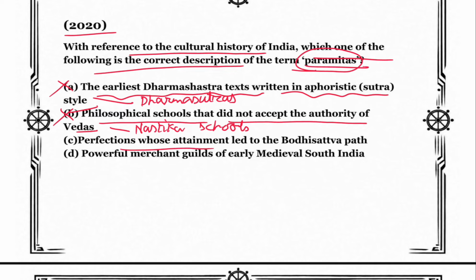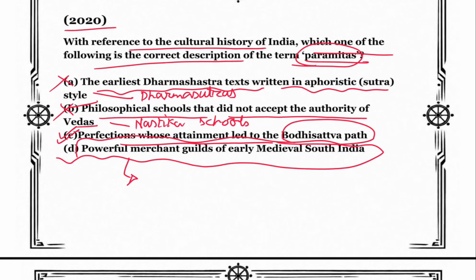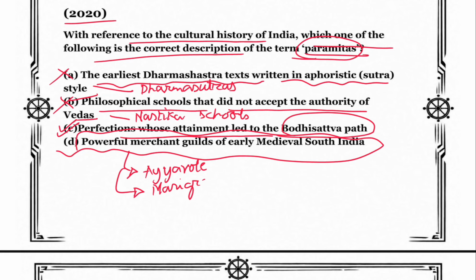Are Paramitas perfections whose attainment led to the Bodhisattva path? That is absolutely correct. Paramitas like generosity, morality, patience, effort, meditation and wisdom. And let us also look at option D, which is powerful merchant guilds of early medieval South India. You should be familiar with these keywords. They are Ayavole, Manigramam, and Nana Desi. These keywords can be asked as it is, and you must not get them wrong.